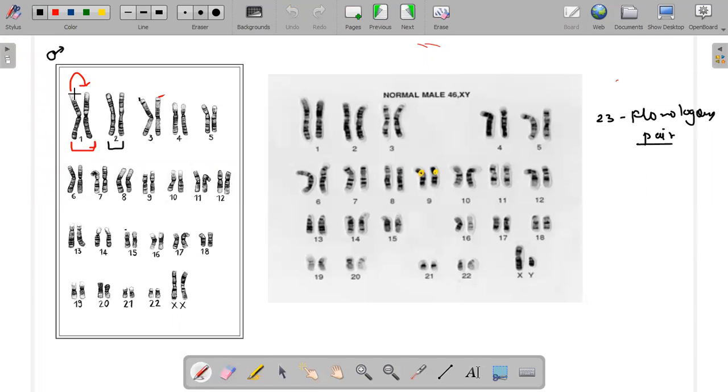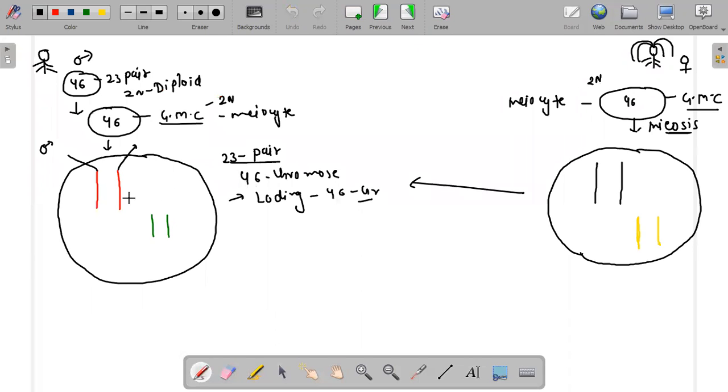I told you that this set we get from father, and this set we get from mother. I told you this earlier. He is getting this from his father and this from his mother. Suppose this is the first chromosome, and this one is the second chromosome.